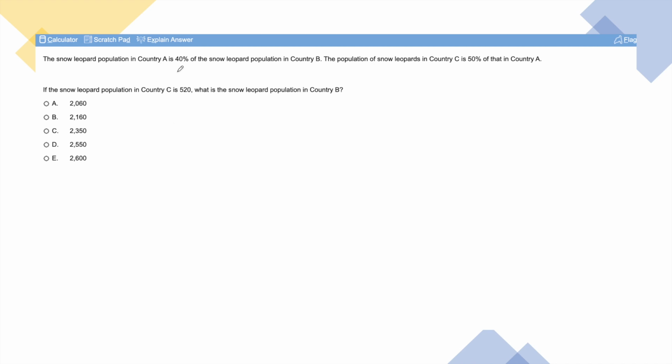Country A is 40% of the snow leopard population of country B. So if 1040 is 40%, what's 10%? 104. What's 100% of 104? It's 10,400. That's factually incorrect.